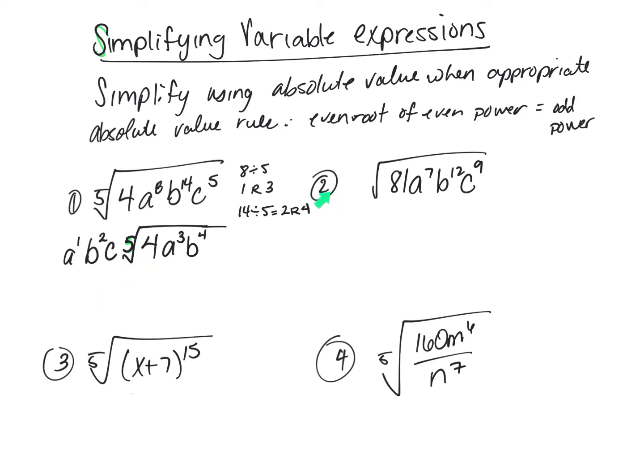Okay. Are we ready for number 2? Yes, this is the second root, the square root. So there's a 2 there. So we're going to divide all the exponents by 2. But can I do the square root of 81? Yes, it's 9. So 9 is outside. And I'm going to do a to the 7th. What am I dividing by? 2. So 7 divided by 2 is 3, remainder 1. So what goes outside? A cubed, because it went in 3 times. And what's left inside? A to the first power.